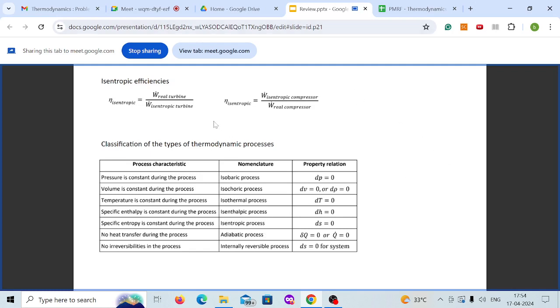So with your compressor and your turbine, you have efficiency. You assume your turbine and compressor to work as isentropic processes, that is reversible adiabatic processes, but actually they don't work ideally. So you define isentropic efficiency. Isentropic efficiency for a turbine is the real turbine work divided by the isentropic turbine work, and for a compressor it's the reverse of that: the isentropic compressor work divided by the real compressor work.